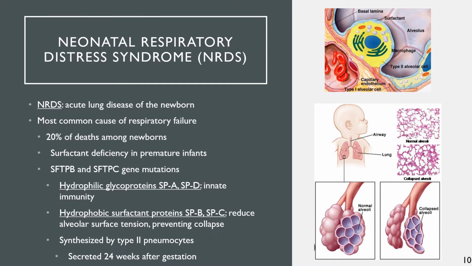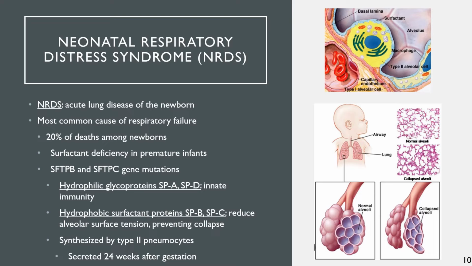All right, so NRDS is an acute lung disease of the newborn caused by a surfactant deficiency, which is seen in premature infants and is the most common cause of respiratory failure and accounts for 20% of deaths amongst newborns. So around the end of the 6th month, type 2 alveolar pneumocytes develop, which are the cells responsible for producing surfactant, which is a crucial phospholipid-rich fluid that lowers the surface tension of the air-alveolar interface.